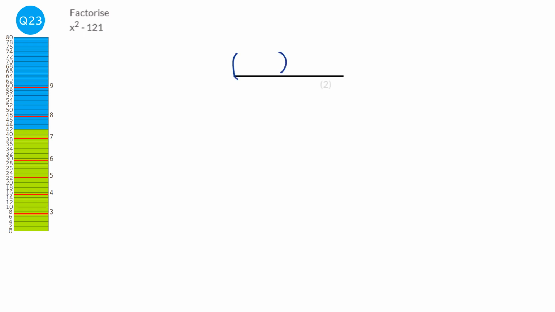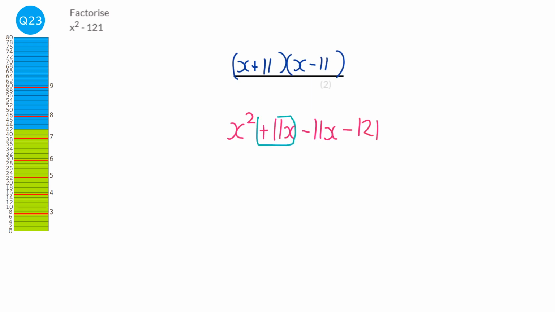What you do is you put down two sets of brackets and you square root the first term. Well, that's just going to be x. And you put the positive and negative versions of the square root. So we're going to square root 121, which is 11. So we're going to put plus 11 and minus 11, and that's it. Now, when we expand that, and we'll just quickly expand that now to have a look, it's going to be x squared plus 11x minus 11x minus 121. And notice that the two x terms cancel each other out, which is why we don't have the x terms.